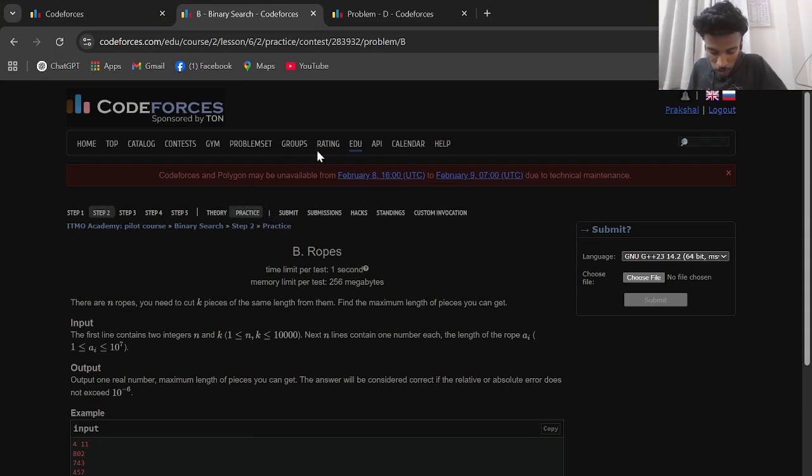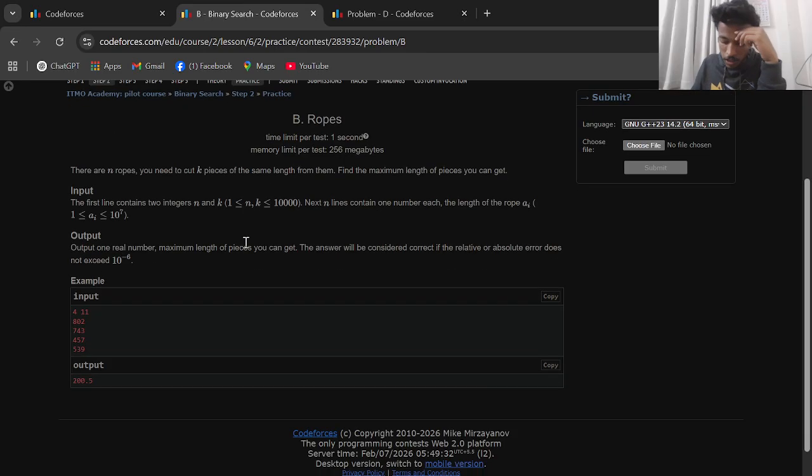You can come to the Codeforces edu section and join the ITMO course, and inside that, binary search step 2, and you can come to this problem. So what we need to do here: there are n ropes and you need to cut them into k pieces of the same length. And you need to find the maximum length of piece you can get.